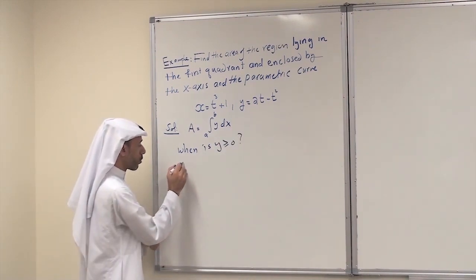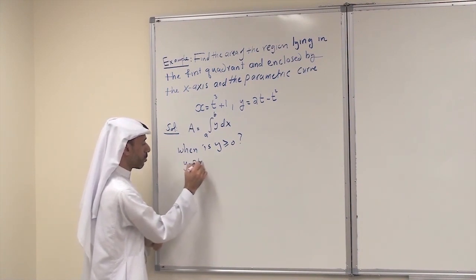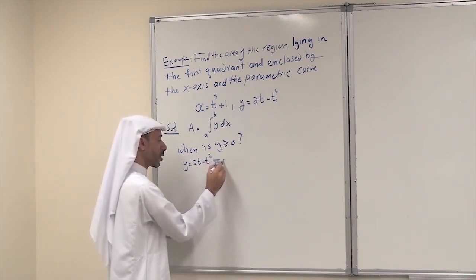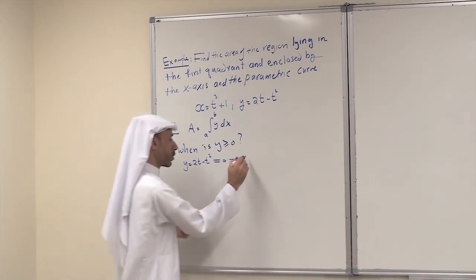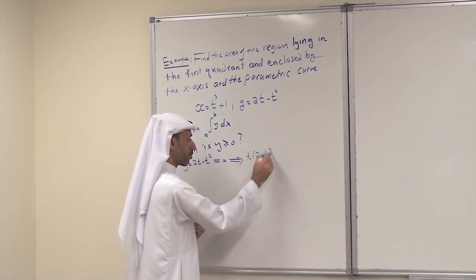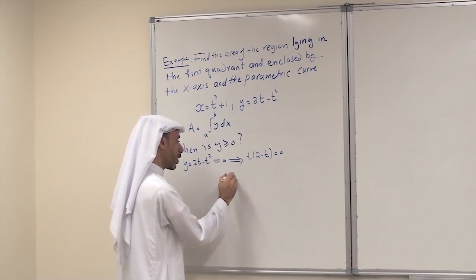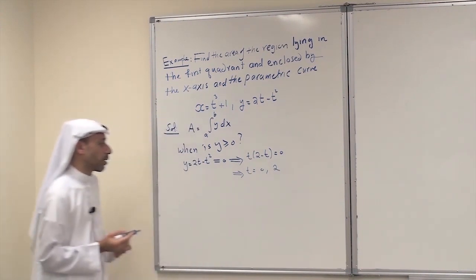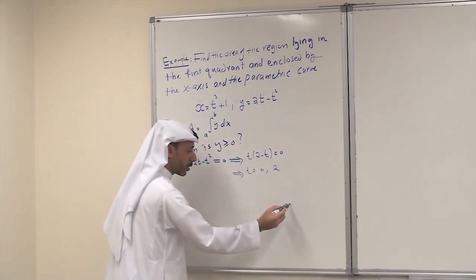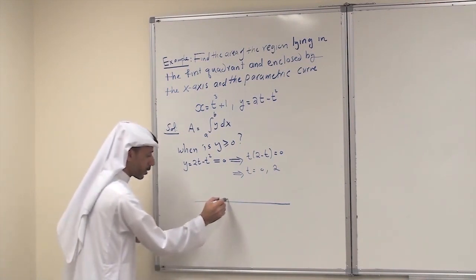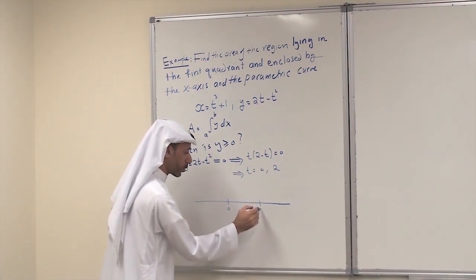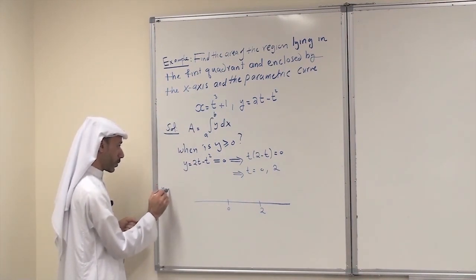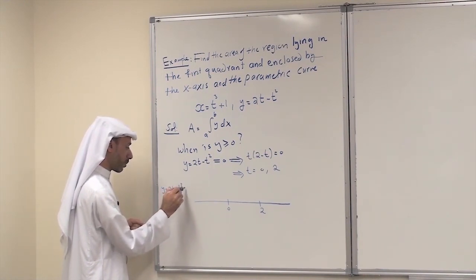So here y equals 2t minus t squared. If you want to check the sign, I have to find the zeros. Make this equal to 0. This gives us t times 2 minus t equals 0, and hence we have t equals 0 and t equals 2. To check the sign of y, now just use the number line. This is t equals 0, and this is t equals 2. And check the sign of y, which is y equals 2t minus t squared.